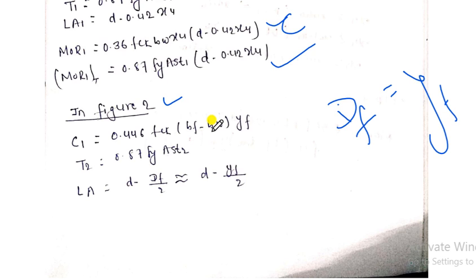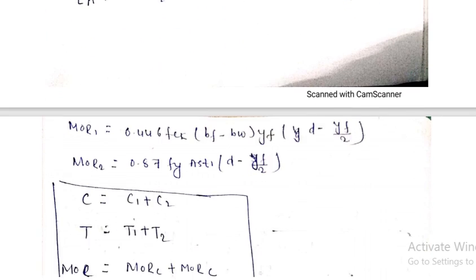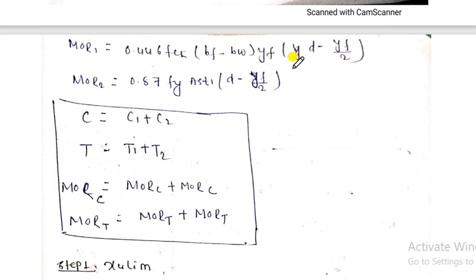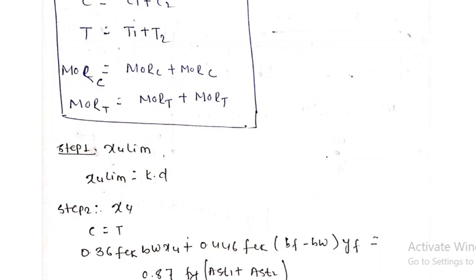In the previous topics we have taken DF as the main criteria. So T2 is 0.87. Here the lever arm will be D minus DF by 2 in the previous case, but here it is D minus YF by 2. If you substitute all these things, you get the moment of resistance. Similarly, for the total moment of resistance of T beams we add C1 plus C2, and T1 plus T2. If you substitute these, it will give the moment of resistance for the whole T section.